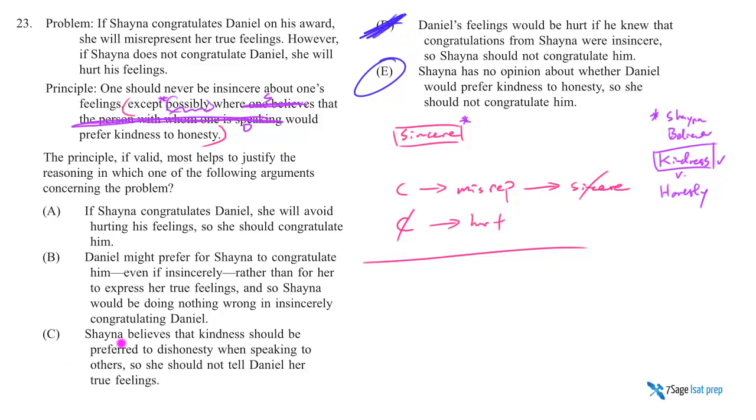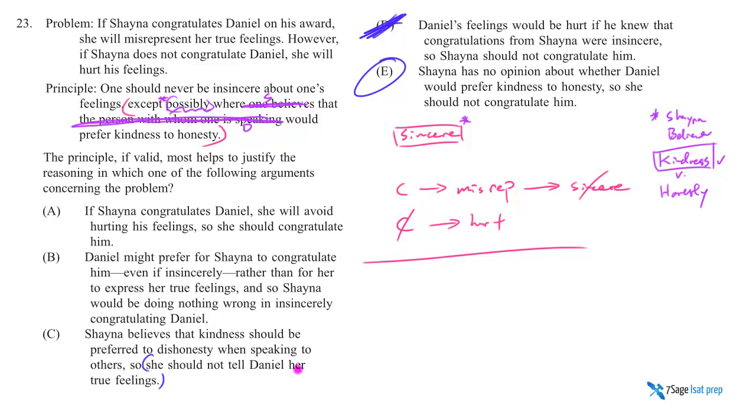Okay. C says, Shayna believes that kindness should be preferred to honesty when speaking to others, so she should not tell Daniel her true feelings. So in other words, she should misrepresent, right? I mean, even to try to make C work, I have to be charitable with C just on this conclusion to even somehow have this match up. Because when you say true feelings, I have no clue what you're talking about. Are you in love with him? Is that what you mean by true feelings? Or are you talking about this congratulate, not congratulate thing?